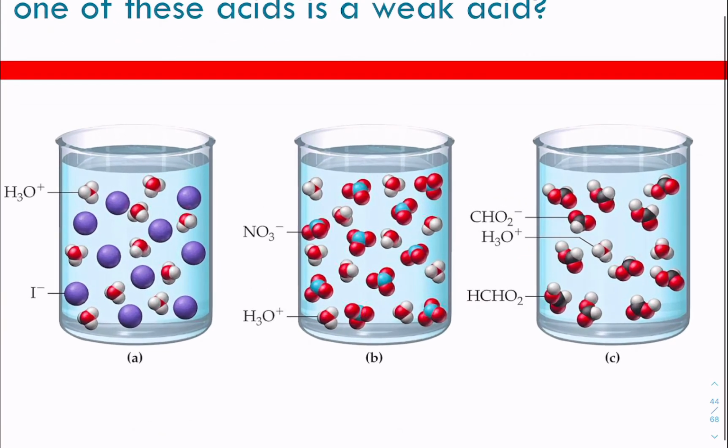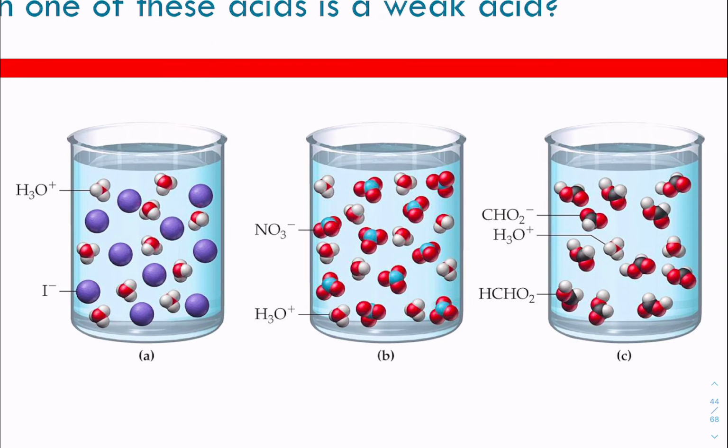All right, so which of these is a weak acid? The way you would answer this question is this one has hydroiodic acid. This is nitric acid. This one is acetic acid, or is it formic acid? It's formic acid. So which one is completely ionized? Or which one's not completely ionized, I should say. It's kind of hard to see it. I'm sure it's harder to see up there.